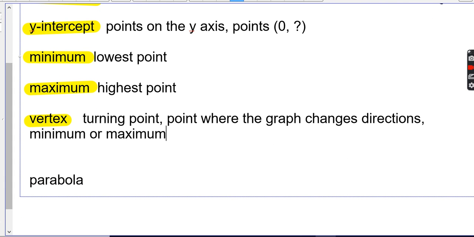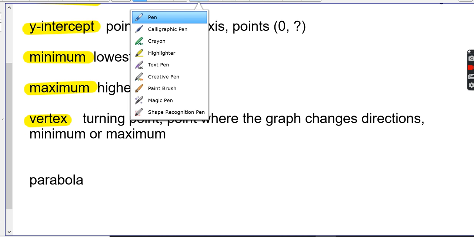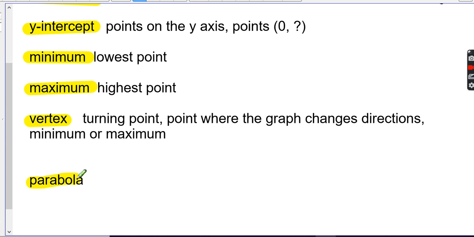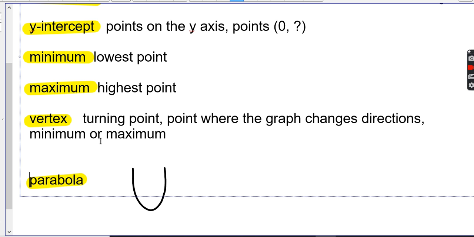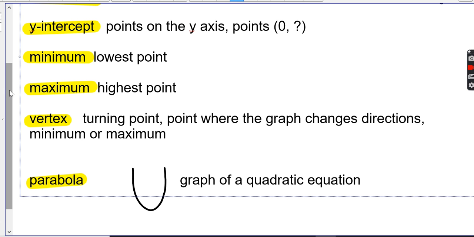And the last vocabulary term we have is parabola. We were discussing parabolas the whole time. I already used the word as if you know it because we have discussed it. So the parabola looks like this, right? And in words, the parabola is the graph of a quadratic equation.